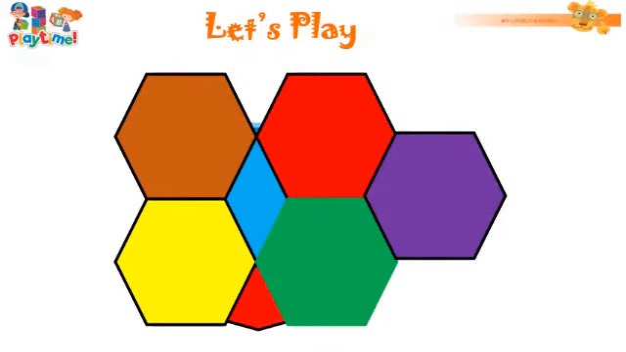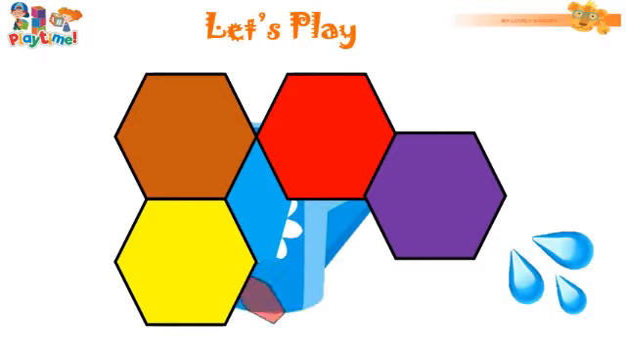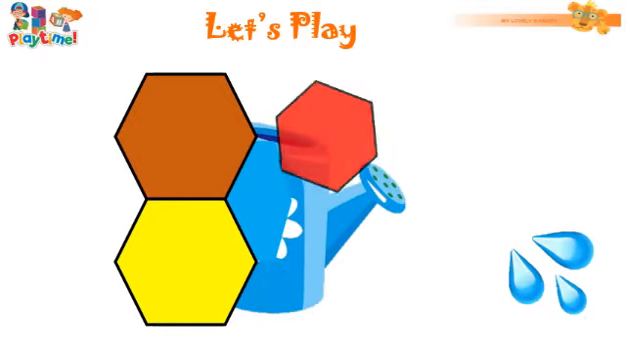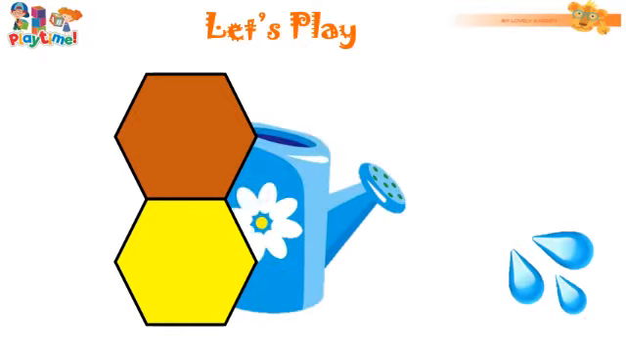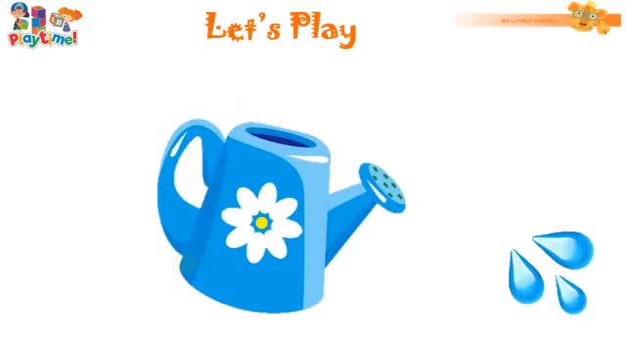Now, kids, it's time to play. Let's play the guessing game. I will give you some hints and you are going to guess the planting tool. Are you ready? This planting tool is used to water some flowers and plants. What is it? It is the watering can. Great!